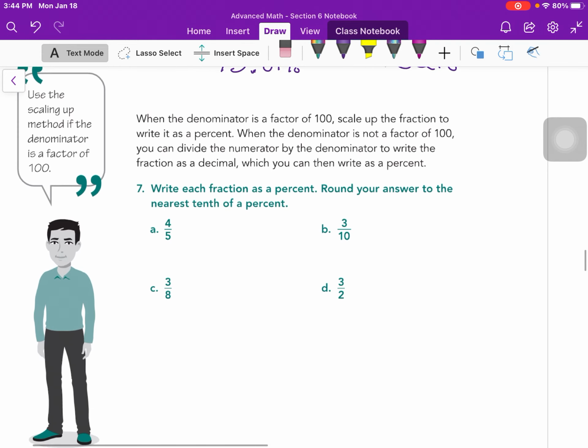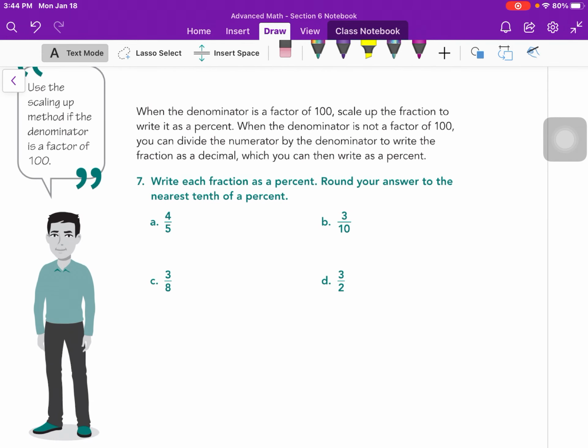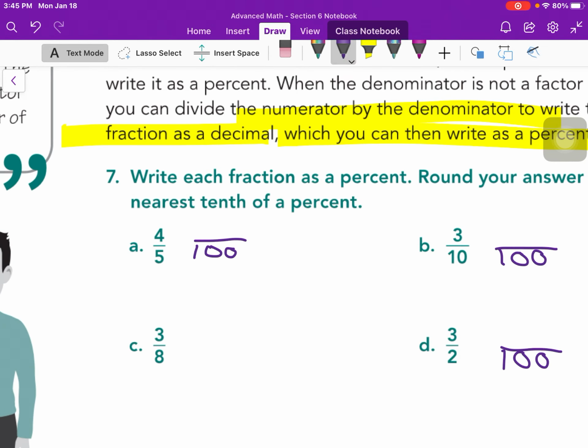Good. When the denominator is a factor of 100, you can scale up the fraction to write it as a percent. When the denominator is not a factor of 100, you can divide the numerator by the denominator to write it as a decimal and then write it as a percent. Okay, let's try these rates. If I wanted to put it over a percent, that's over 100. Okay, I can tell that all of these I can get to 100 pretty easily.